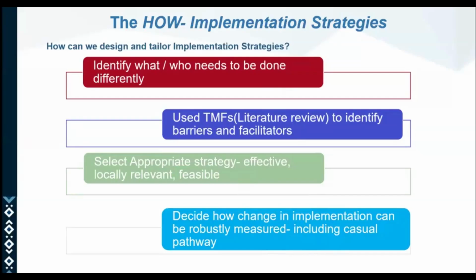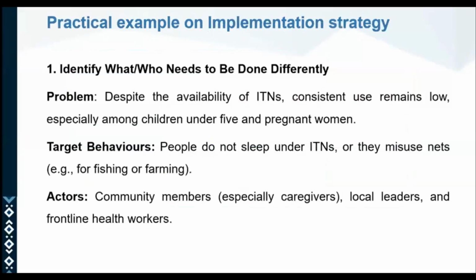We can use our implementation strategies to improve the use of mosquito treated nets. So the first example is to identify what needs to be done differently and who needs to do what differently. The problem we have identified is that there's availability of the ITNs. We saw that there was door-to-door distribution of this mosquito net, but then the use remains low, especially in the target population here, the pregnant women and children under 5.